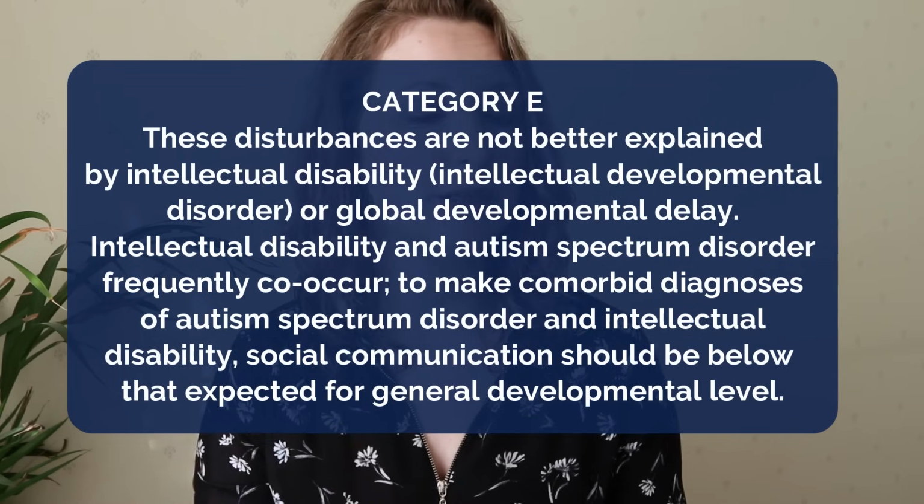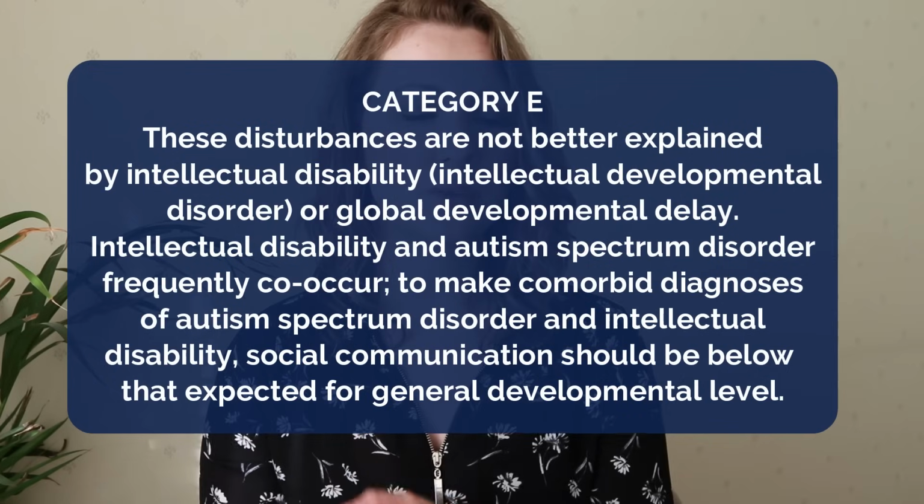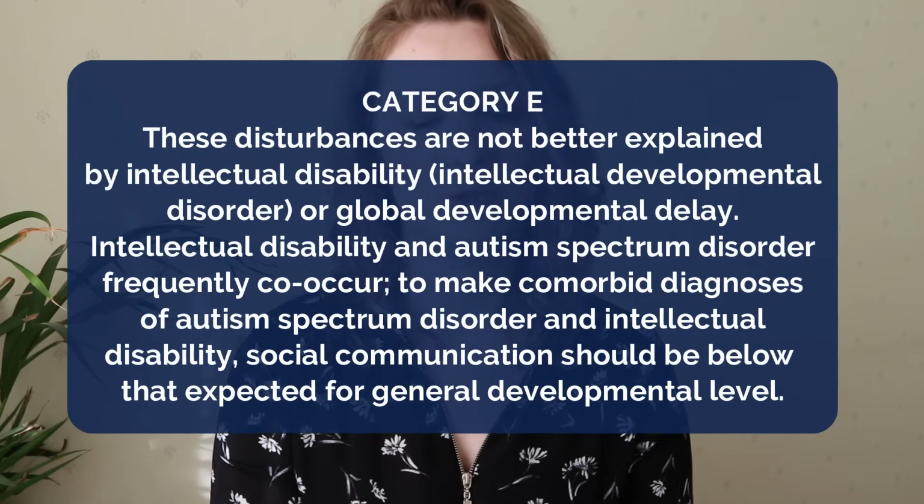To make comorbid diagnoses of autism spectrum disorder and intellectual disability, social communication should be below that expected for general developmental level. That's a very complicated sentence as well. But basically, before they diagnose you with autism, they want to exclude a more general delay that isn't specific to autism. Because it used to be the case that autism was lumped together with intellectual disability, which I think is where a lot of the stereotypes come from. But they now have to rule these things out, and in my assessment, they also ruled out other things like personality disorders, psychosis, and that kind of thing.